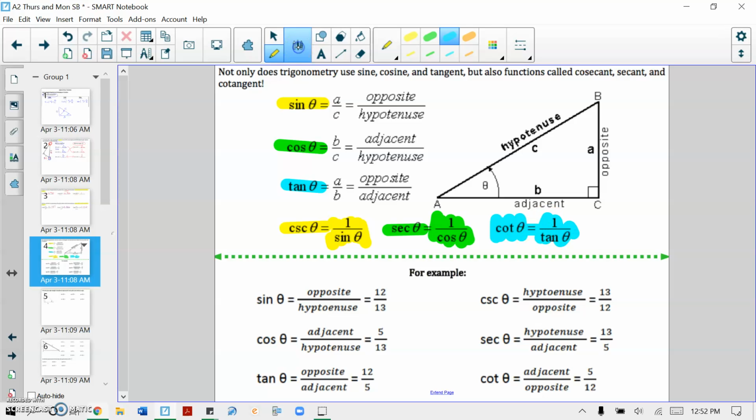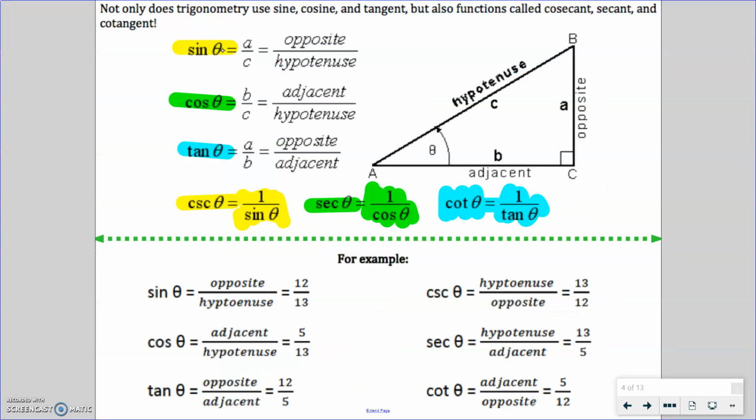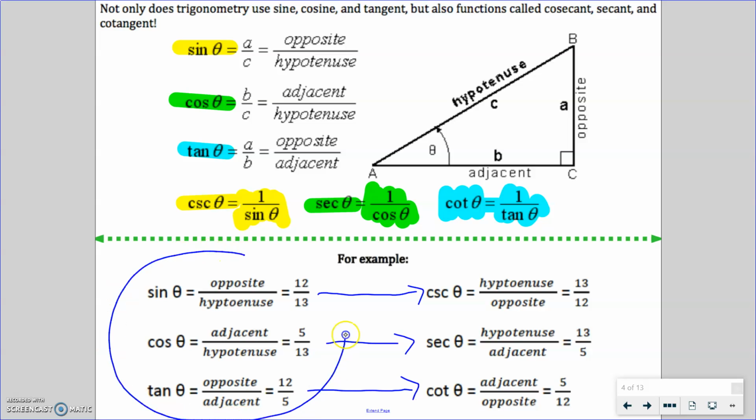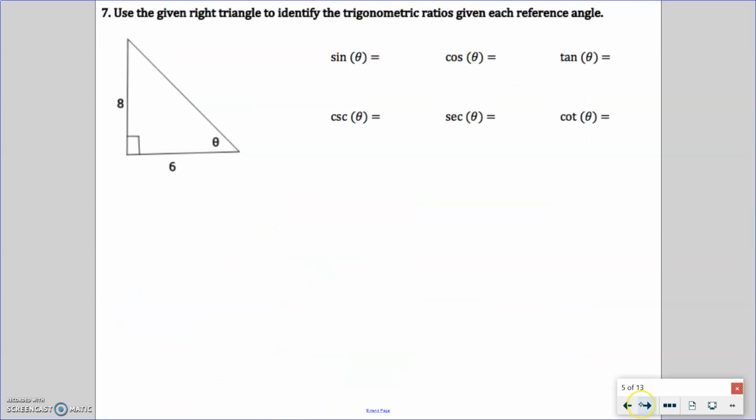So for example, if you look down at the bottom of the screen, let's say sine of an angle is 12 over 13. That means cosecant of that angle is 13 over 12. It's the inverse of sine, so it flips that ratio around. Cosine goes with secant, tangent goes with cotangent. I know those are new vocabulary terms, but that's why in geometry you spend so much time focusing on sine, cosine, and tangent, so that when we introduce these 3 new ones, it's just taking that fraction and flipping it.